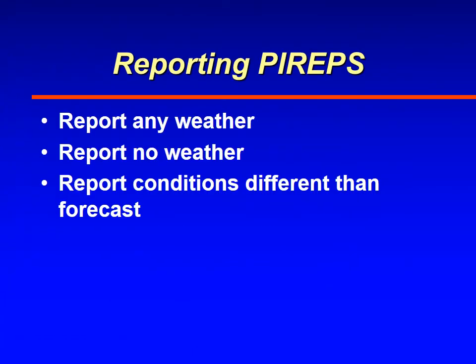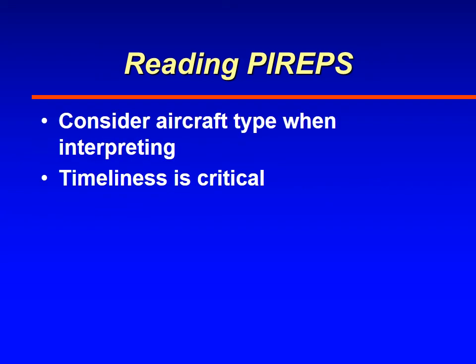So with pilot reports, report any kind of weather that you experience. If you're not experiencing any weather, report that too, especially if it was forecasted there to be weather, like turbulence or icing or even clouds for that matter. Pass on the information if it's different. And then consider the type of aircraft that's making the pilot report. Severe turbulence reported by a Boeing 757 is different than severe turbulence reported by a Cessna 150.